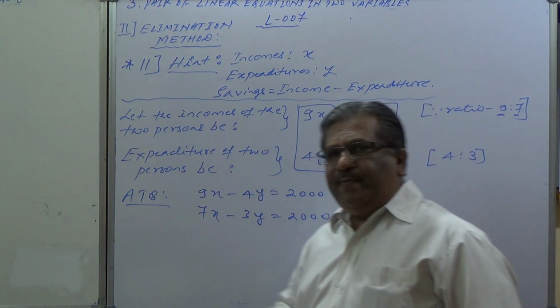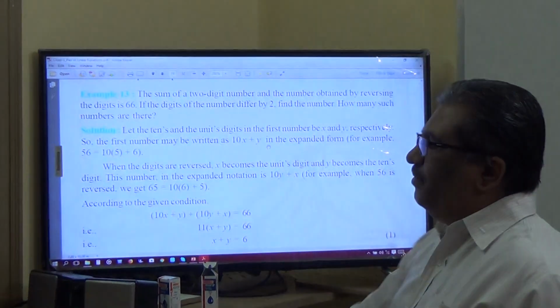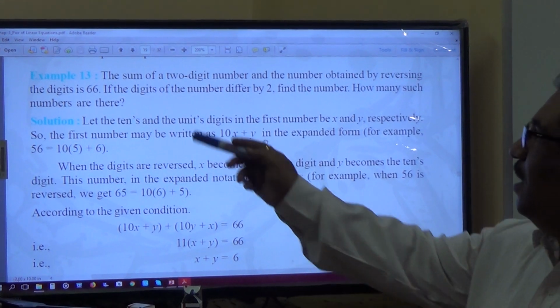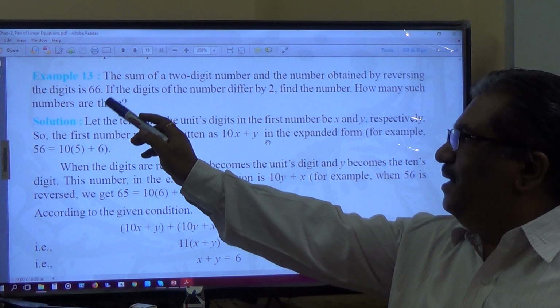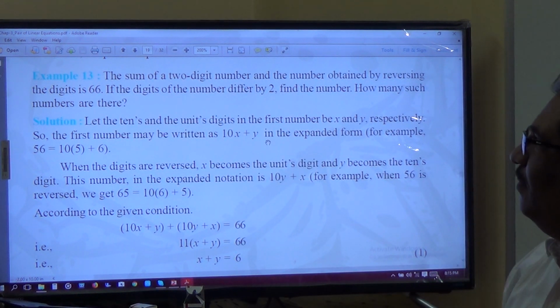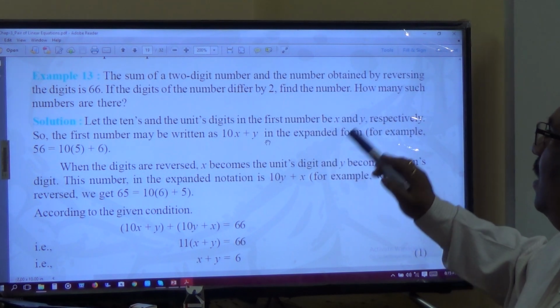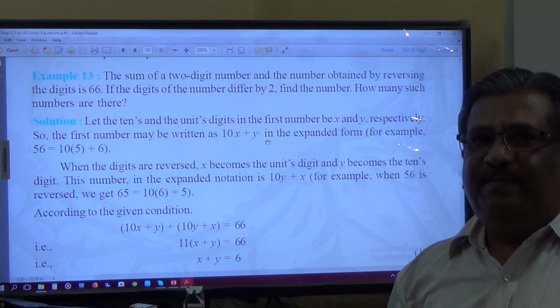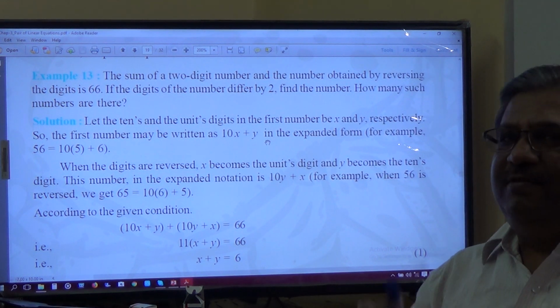Let us take another very peculiar example. Example number 13 of your textbook. The sum of a two-digit number and the number obtained by reversing the digits is 66. If the digits of the number differ by 2, find the number. How many such numbers are there? Very interesting, and you must read the question very carefully.